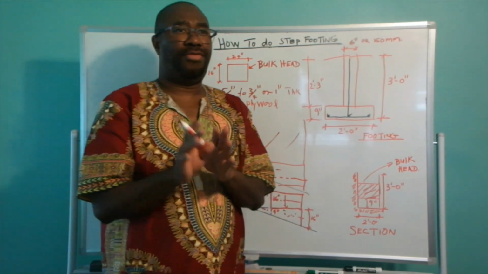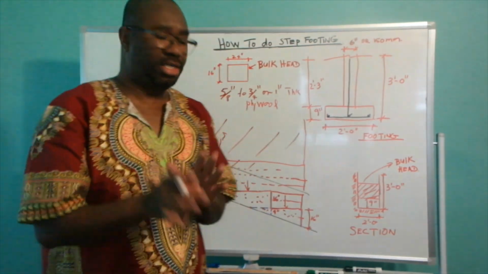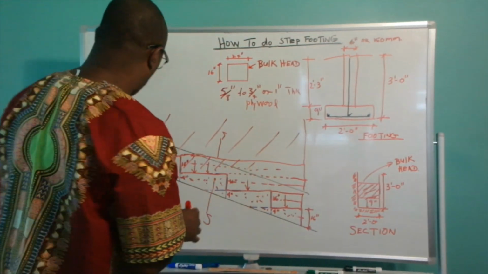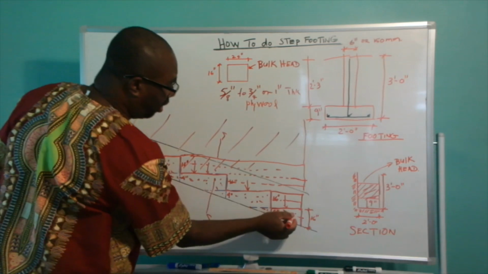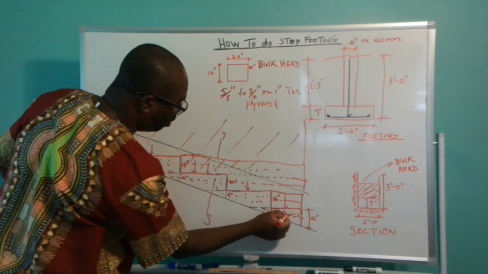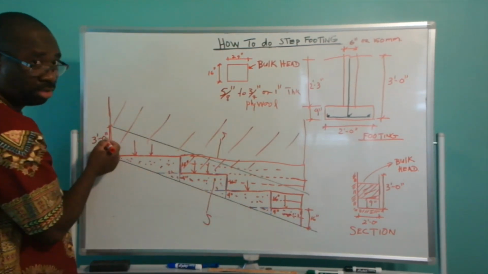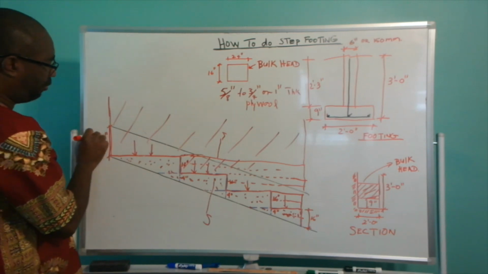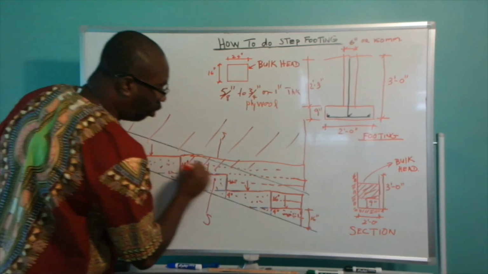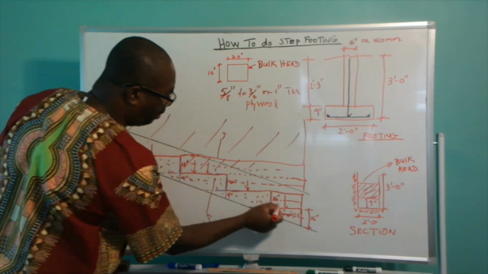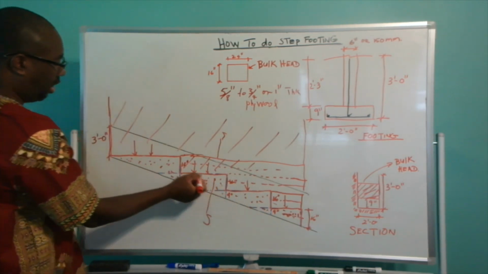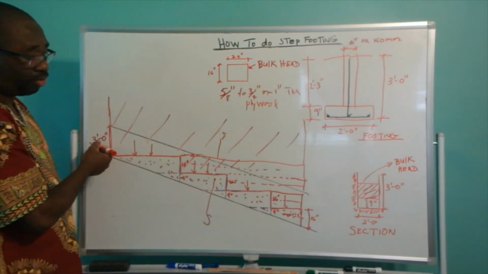And one thing before I move to the next section, I want to point out to you that you're going to start to pour your concrete from the base, from the bottom of the hill, going upwards. You should never pour your concrete from the top and let the flow go down. You pour your concrete from the bottom until you get all the way to the top of your slope.